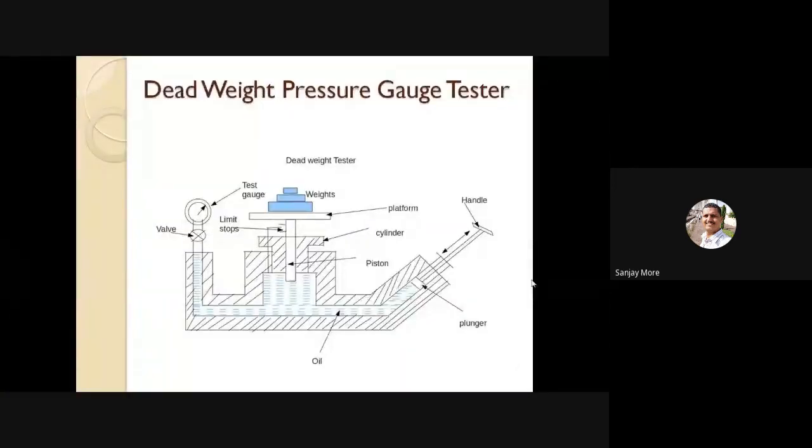So in the last lecture, all of you drew this diagram, the deadweight pressure gauge tester. This is the last instrument of the pressure measurement devices. Anyone still remaining or incomplete with this diagram, please inform me. I will give you more time to draw this diagram, then we will start the description.